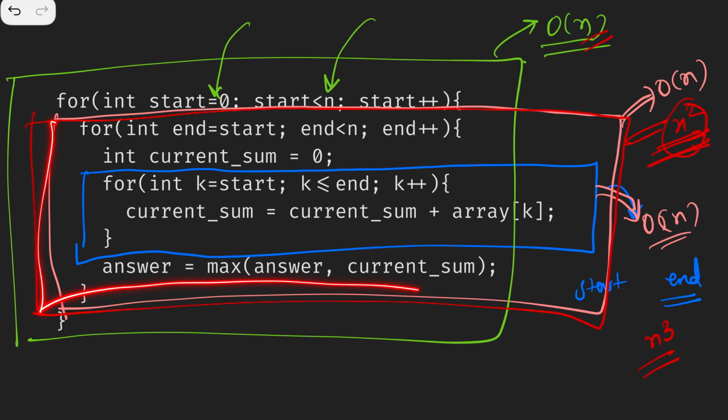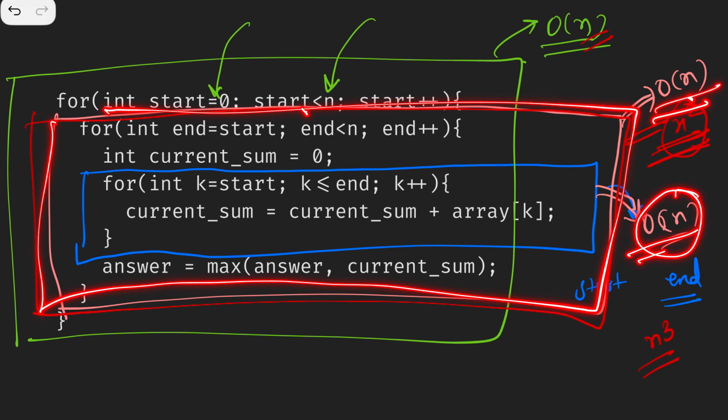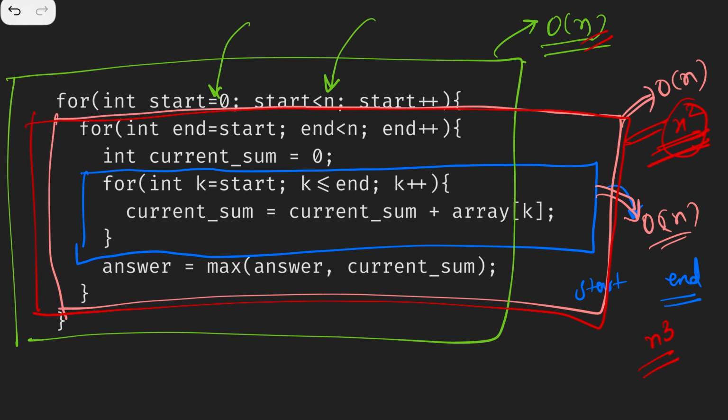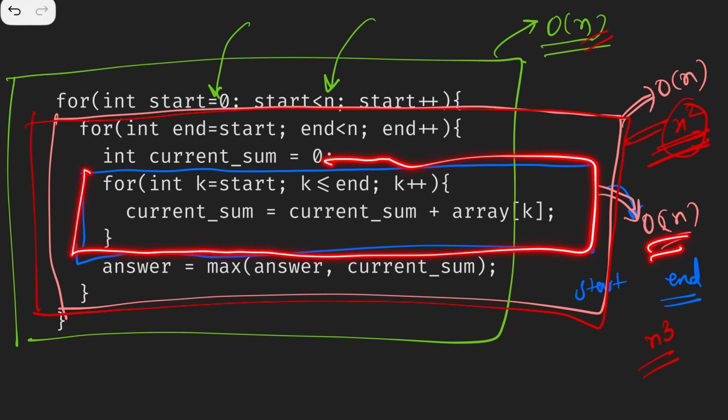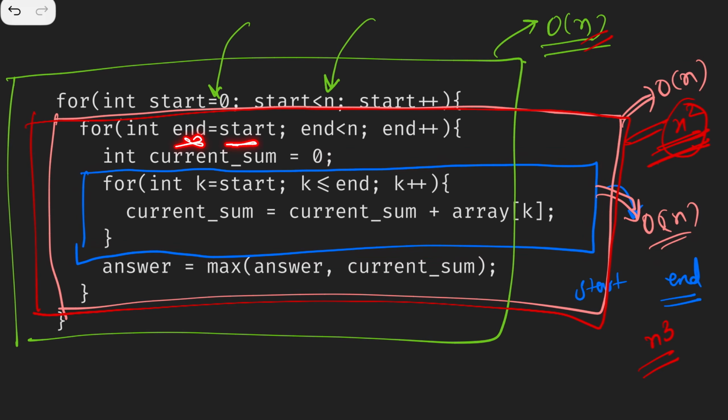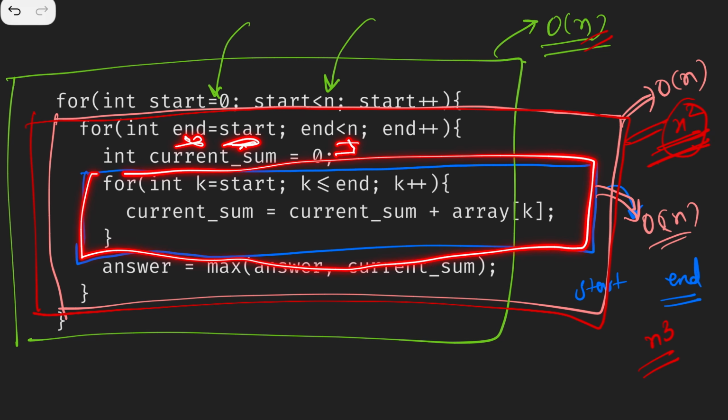This outer for loop will also run O of n times. Whenever it runs, it executes the inner loop and it takes O of n time. So for a single execution, this inner loop is going to take O of n time. And how many executions are there? O of n, right? This end will start from start and go till the end. When end is equal to start, this inner for loop will be executed completely. That will take O of n time.